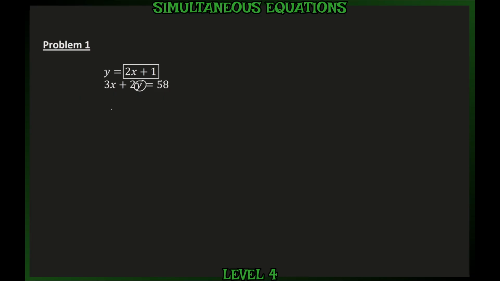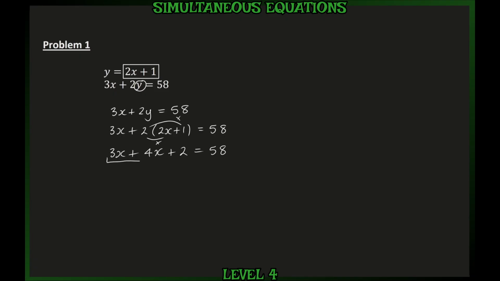So this means that the second equation, 3x plus 2y is equal to 58, becomes 3x plus 2 times, and we can now substitute y for 2x plus 1 from the first equation, and that's equal to 58. And we can now solve this. To start, we can expand the bracket. So we have 3x plus 2 times 2x gives us 4x, and 2 multiplied by 1 is plus 2, and that's equal to 58. We can now collect the like terms on the left-hand side.